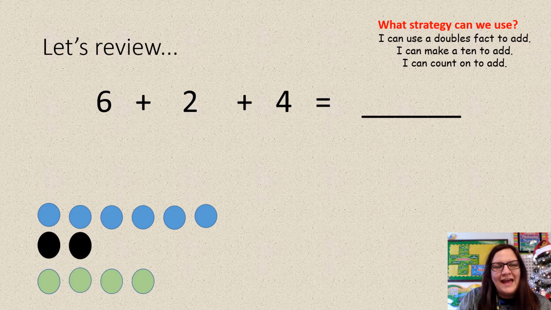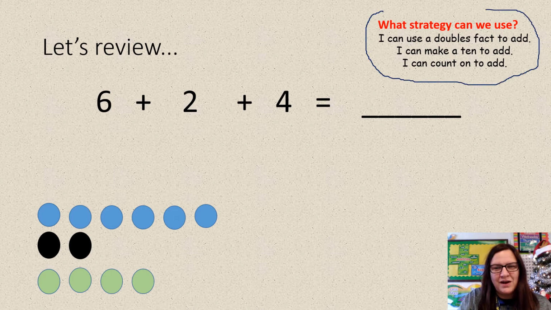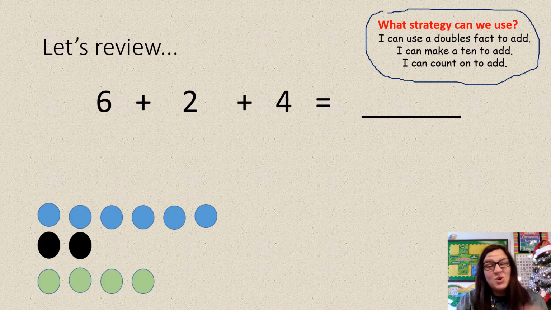Whenever we see a math problem and it has 3 addends, we can think of our strategies we've learned in class, and I put the strategies right up here for us. We can ask, what strategy can we use? I can use a doubles fact to help me add, so you can look at those 3 addends and see if you see a doubles fact. I can make a 10 to add, so you can see, are there 2 numbers there that I could join together to make a 10? And if you can't do either of those things, you can count on to add.